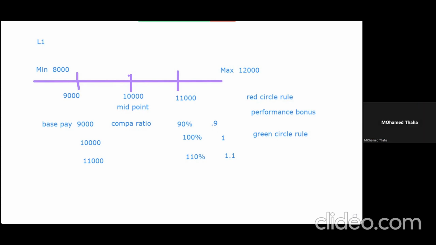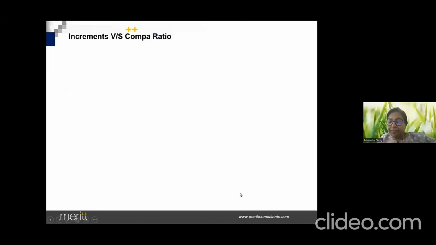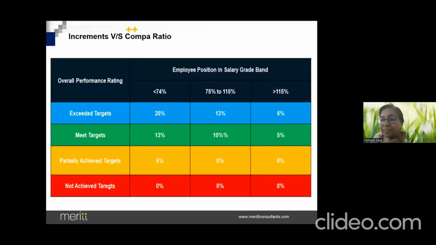Great. Welcome. So now you can also use compa ratios for giving annual increments. As an HR head, most HR teams will calculate the compa ratios for all individuals, employees across all departments, during the annual increment. Tell me why. Can anybody tell me?